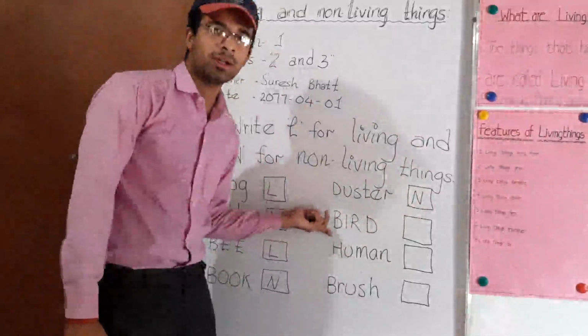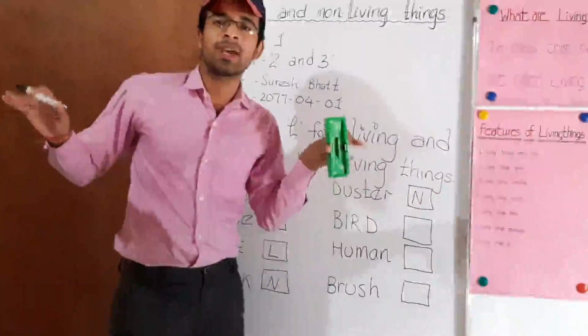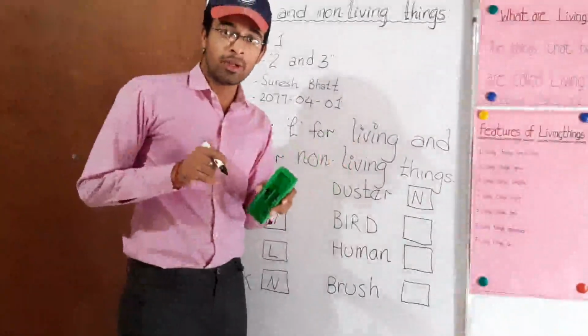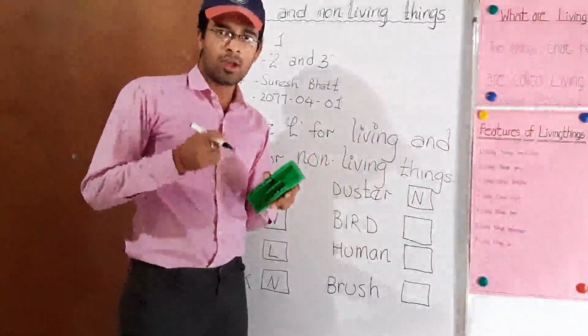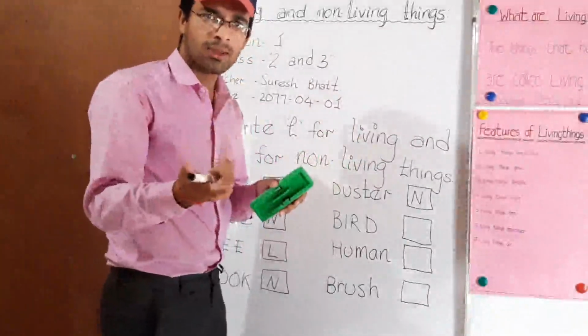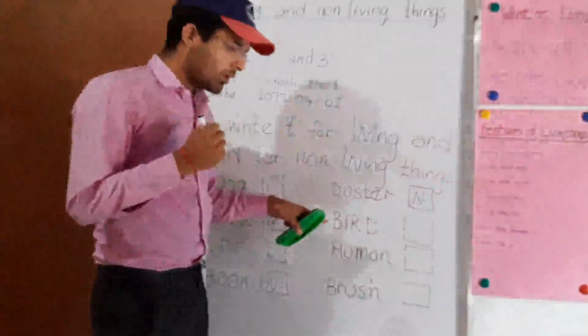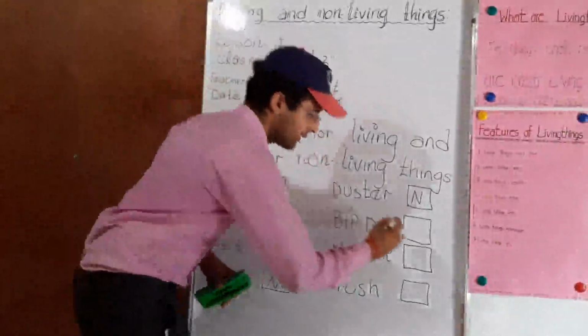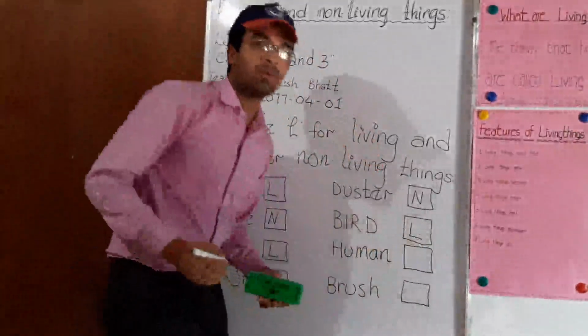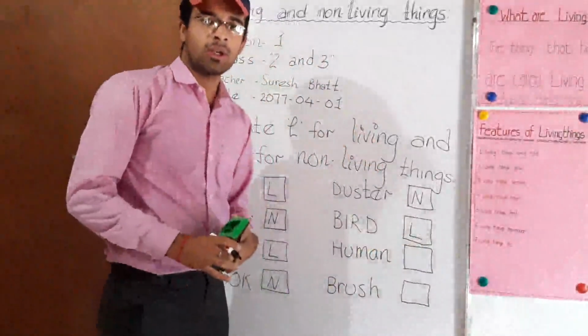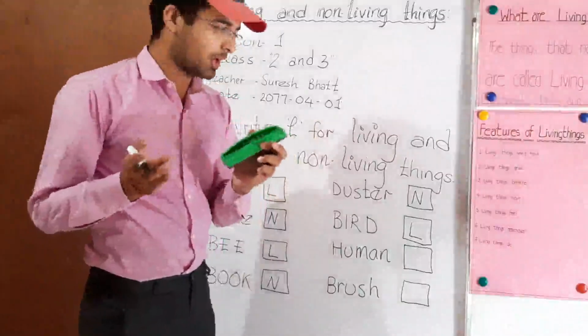Yes. Next one. What is this? This is a bird, meaning it flies in the sky. Can you see the parrot? Yes, you can. Does the parrot eat food? Yes, parrot eats food. So bird is a living thing. So we write L for birds. Are you getting me? Yes, you can.